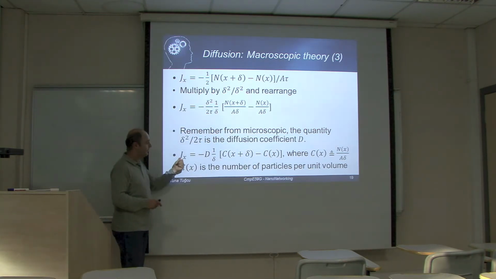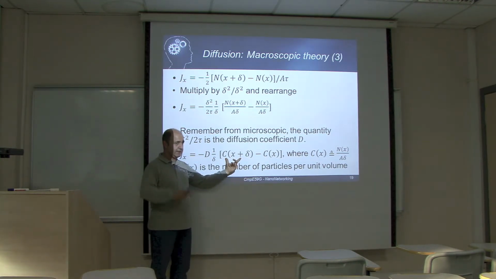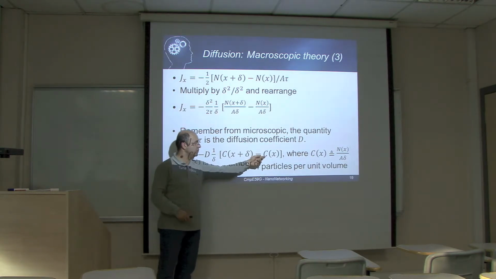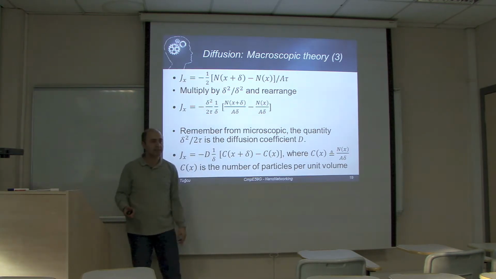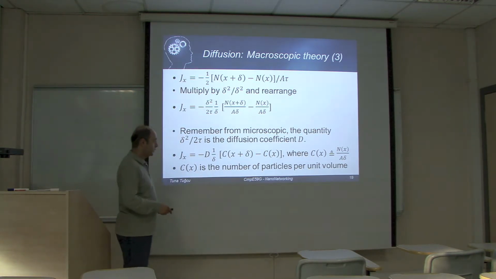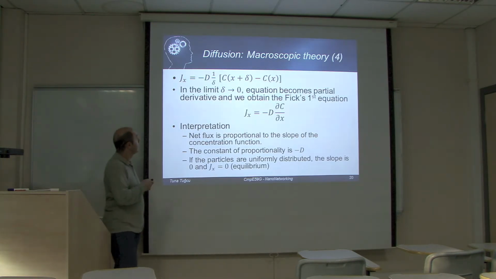So that would define the concentration in that volume, minus the concentration here. This means what? The flux is the concentration at this position, x plus delta, minus the concentration at x, times minus D over delta. Okay? So C of x is, as we said, the number of particles per unit volume, in other words, the concentration. So we end up with this.